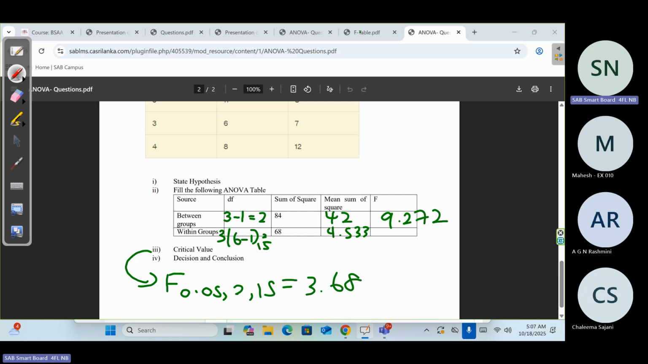Then according to the scenario, you need to identify how many groups are there, and in each group, how many observations there are. Understood? Okay.